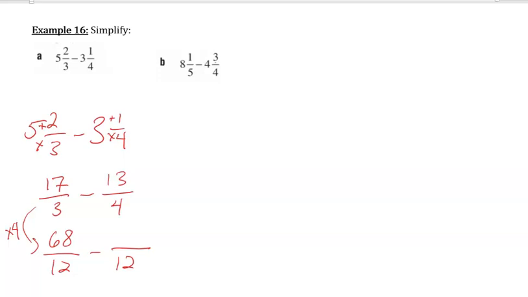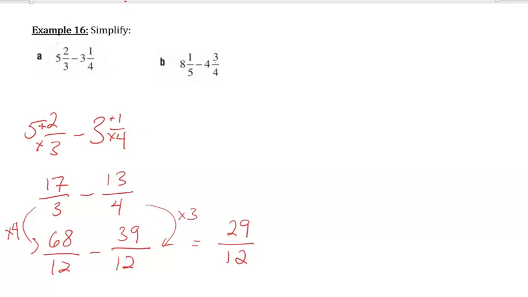That's 68/12. Minus, how did we get to this 12? That was 4 times 3. So we'll do the same thing with 13. 13 times 3 on my calculator is 39. So 68 minus 39 gives us 29/12. And now, can we reduce that?